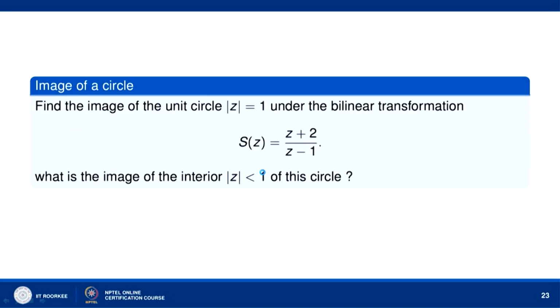Now, let us see how we find the image of the unit circle mod of z equal to 1 under the bilinear transformation w equal to z plus 2 over z minus 1. So, let us see, this is our circle mod of z equal to 1.